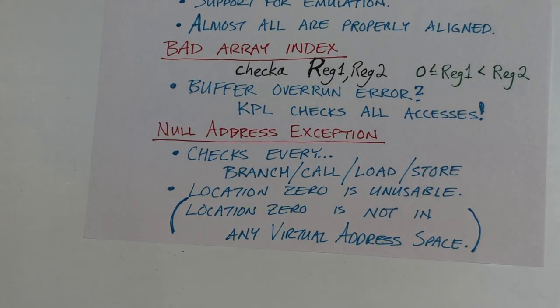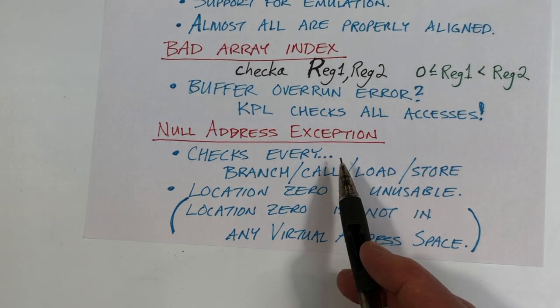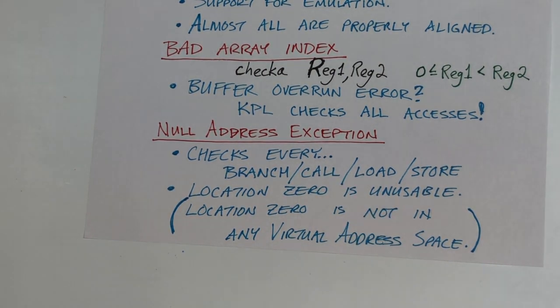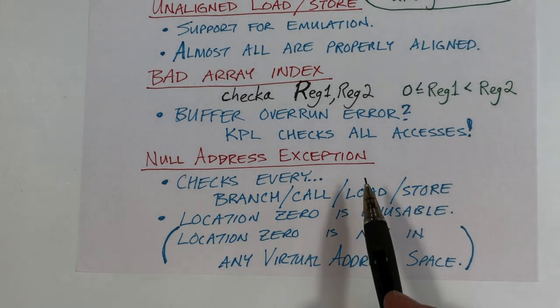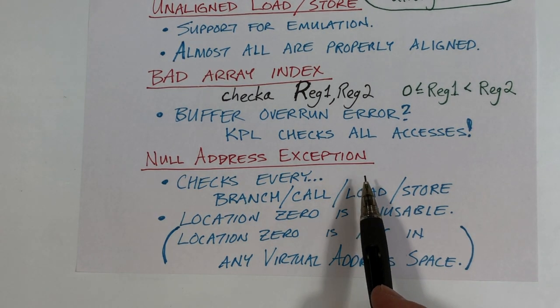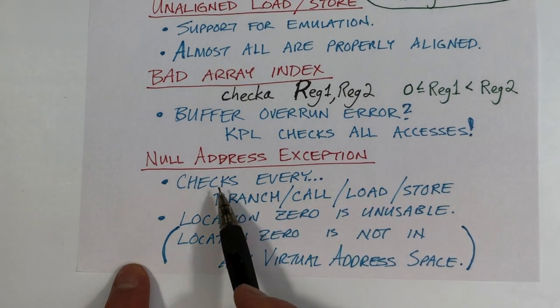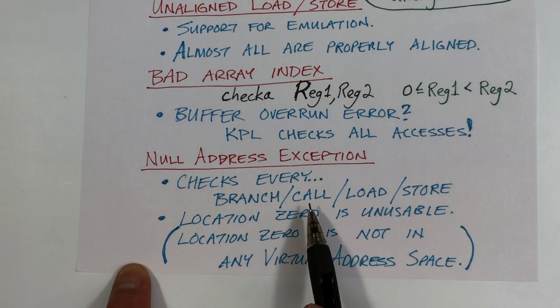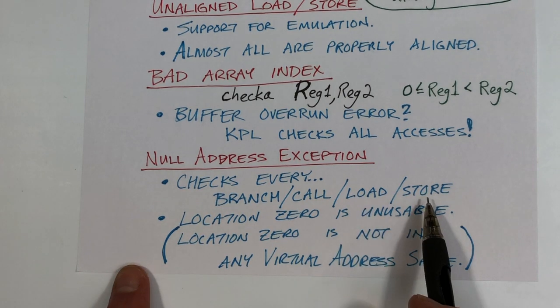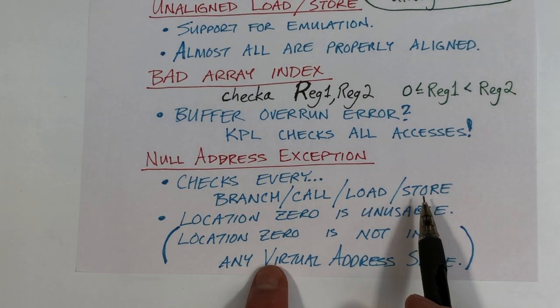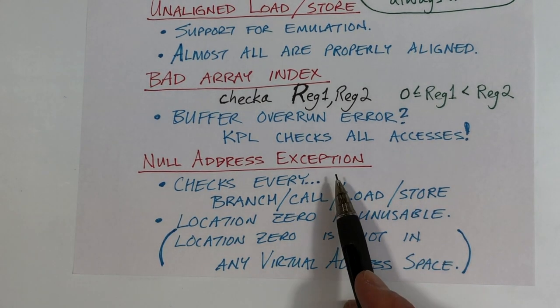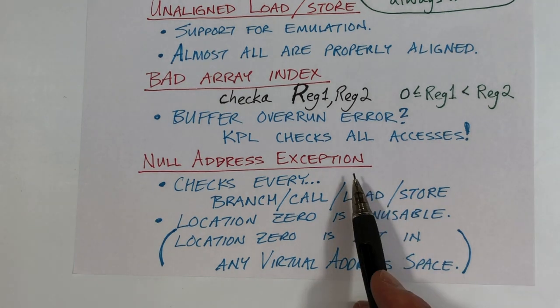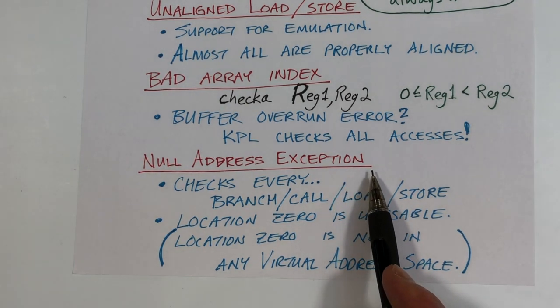And finally, we have the null address exception. Very often programmers use null pointers to deal with special cases. And then the error occurs when they attempt to use a null pointer for a load or store, or perhaps a branch. With the Blitz architecture, every branch instruction, every call instruction, or load, or store instruction is checked. And if you happen to be trying to use an address which is 0, then this exception will occur. So a null pointer is caught whenever you try to use it.